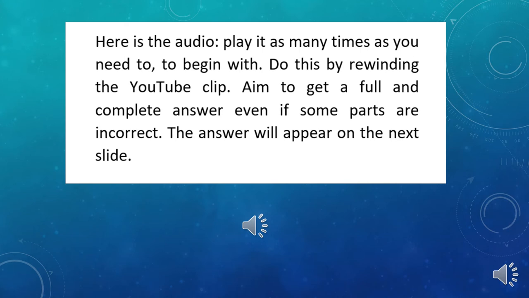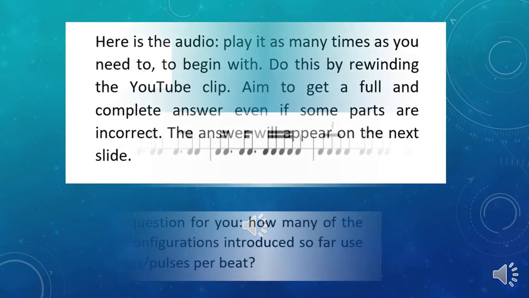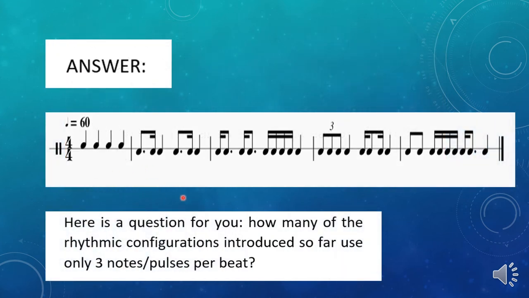All right, are you ready for the answer? I'm going to flick to the next slide. Okay. And here is your answer. Can you ascertain how many of the rhythmic configurations here use only the 3 notes or pulses per beat? Did you work that out as you were listening to it? Right. Feel free to pause the clip here and review it if you need to.